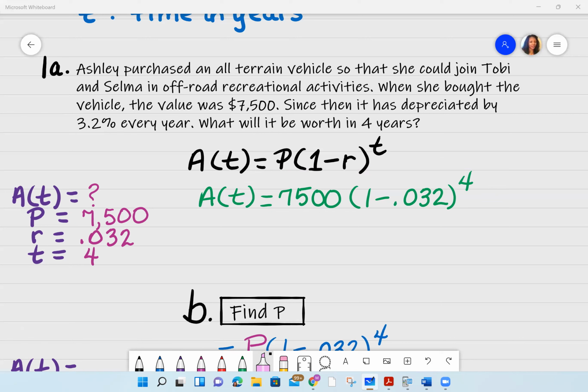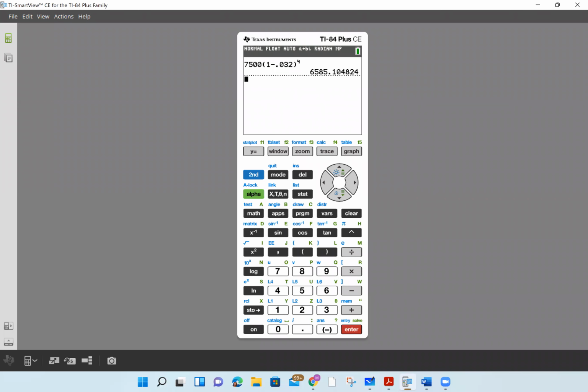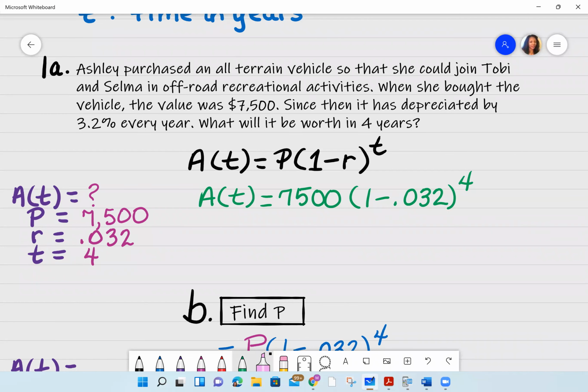I'm going to go to our calculator, and I've already typed it in for the sake of time, and it is $6,585.10, because we're talking money. So we're just going to round it to the nearest hundredth. So let's go back to, oops, sorry, I lost my screen. And we're going to write A of t is equal to, since we're talking money, $6,585.10.